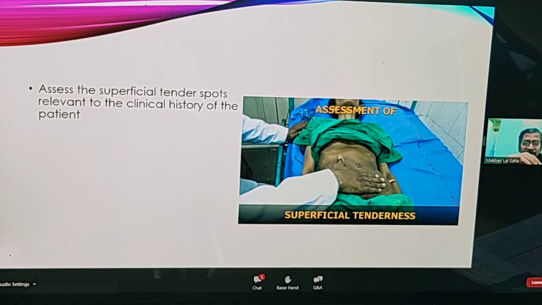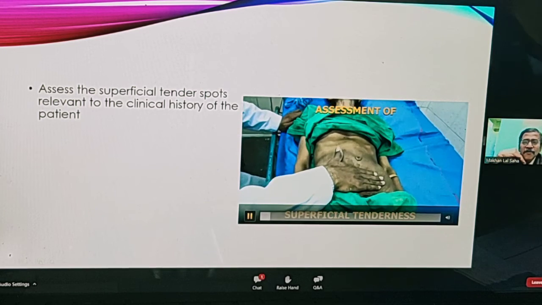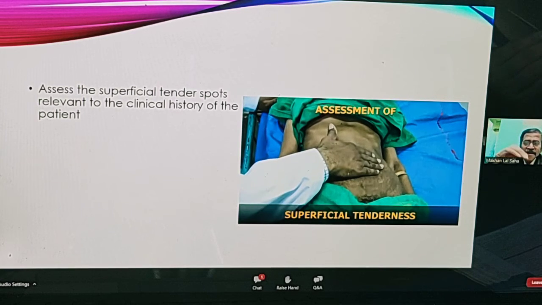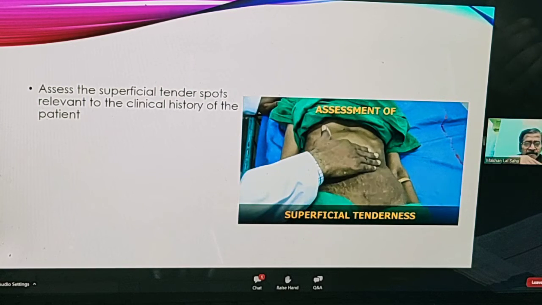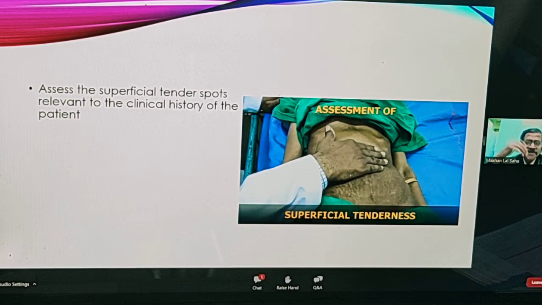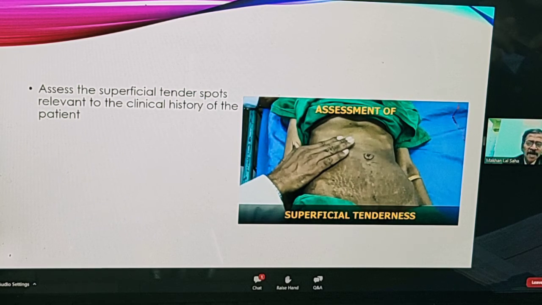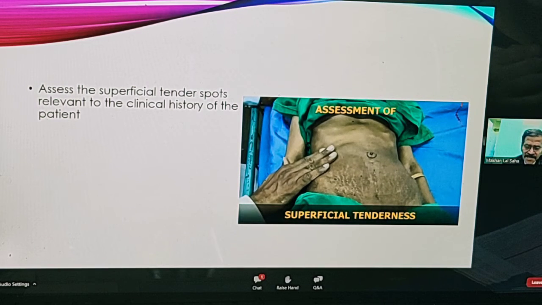Then try to assess any superficial tender area in the abdomen. You just dip a little, don't dip too much. You just dip your finger in the abdomen and run your finger in the different regions to assess any superficial tender spots. Start in the left iliac fossa, then lumbar, and go to each of the regions and look at the patient's face to say whether this area is tender or not. So this is how you elicit superficial tenderness.